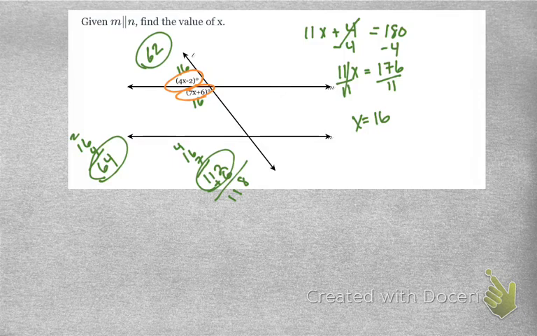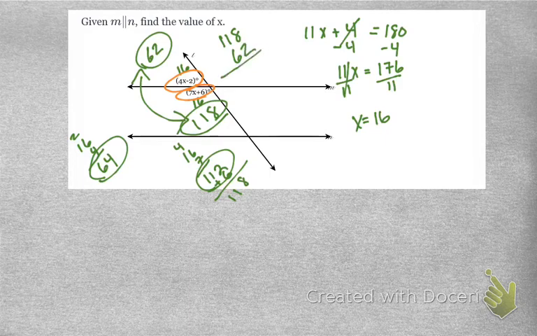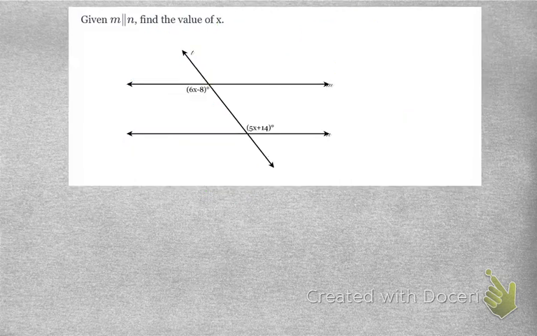I'll go back to green. Together, these two guys are supplemental, meaning they have to equal 180 degrees. So here's the big reveal: 118 plus 62 equal to 180. You have no idea how much I'm praying that it is. It is. Just a side note, we were done way over here. X equals 16. All of this was a check step.